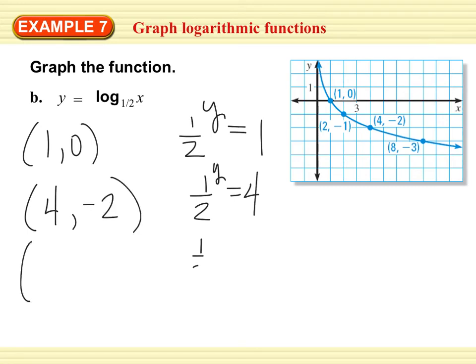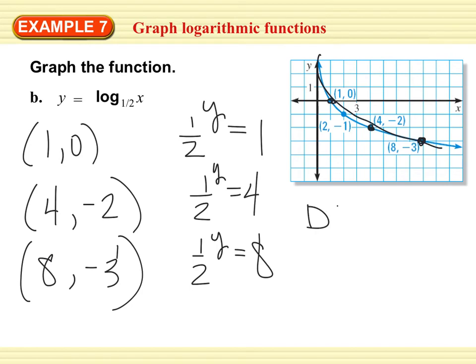And then 1/2 to the y equals 8. I know if I cube a 2, I get 8, but it needs to be a negative 3, I'm sorry. So 8 comma negative 3. That's not easy. I know you guys can do it, but plot your points. I didn't even do 2 comma negative 1. I did these 3.